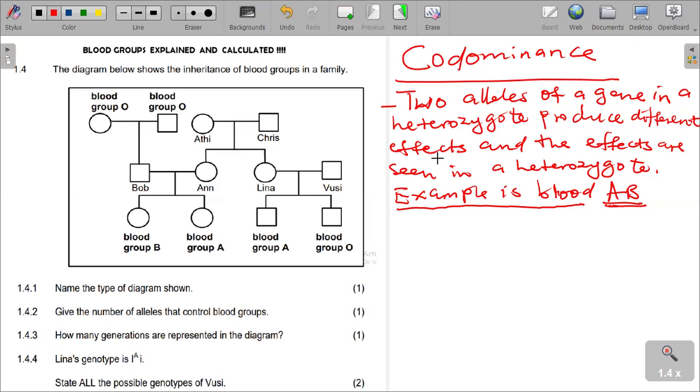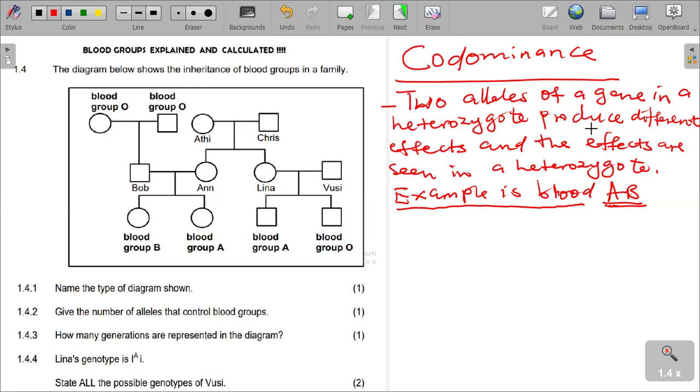It is a form of expression where two alleles of a gene in a heterozygote produce different effects, and the effects are seen in the heterozygote. So what is happening here is that the two alleles of a pair are both expressed in the phenotype of that heterozygote, and the individual has characteristics that are coded for by both alleles.